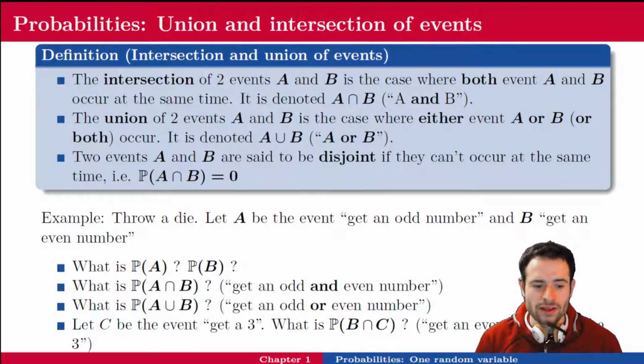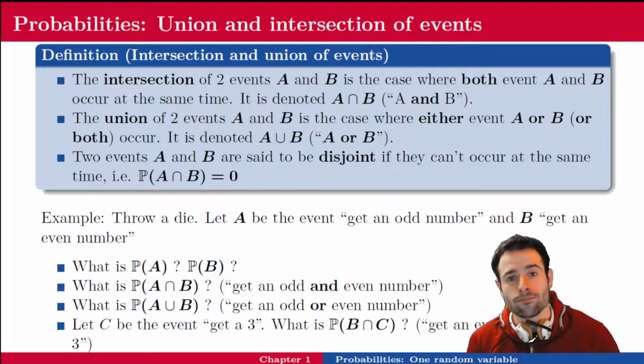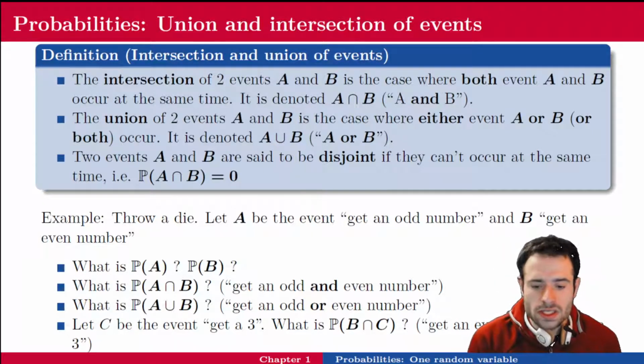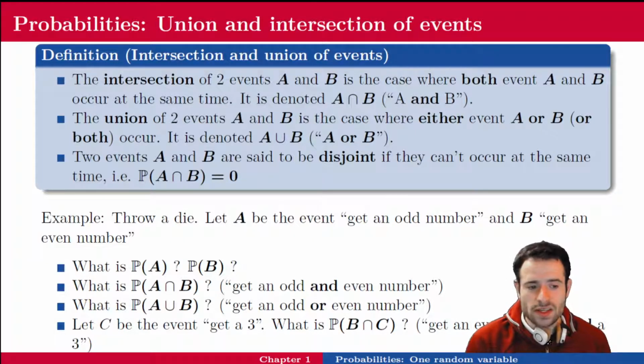Imagine we have a third event, C, which corresponds to you get a 3. What is the probability of B and C? Well, the probability of B was get an even number, okay? And what is the probability of C? C here is get a 3.